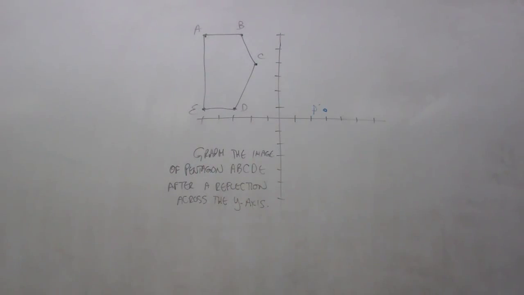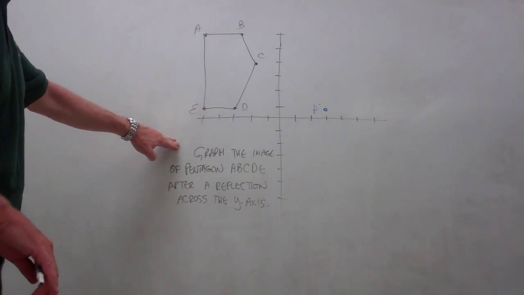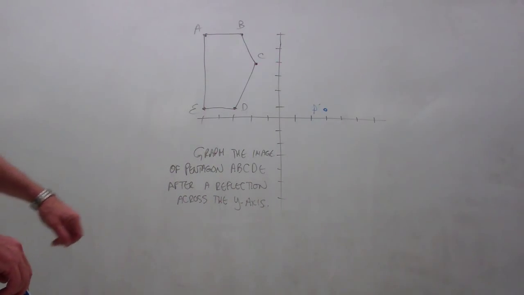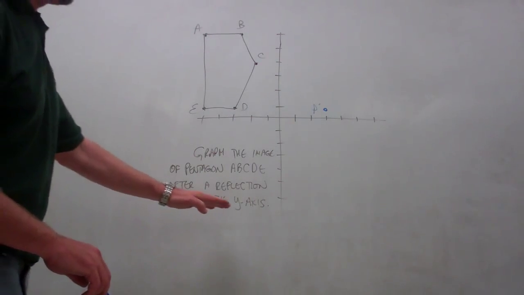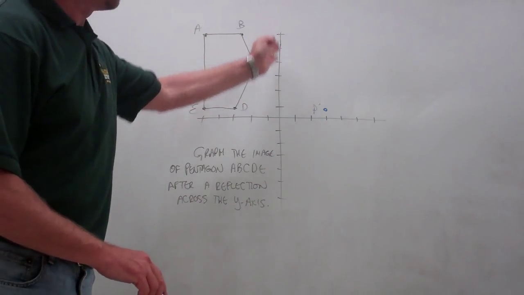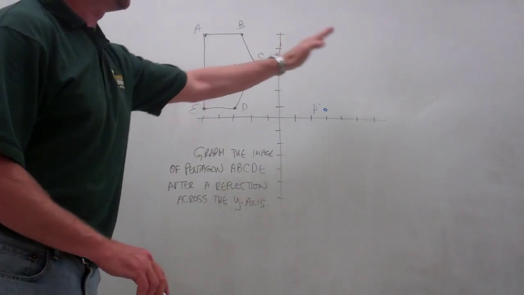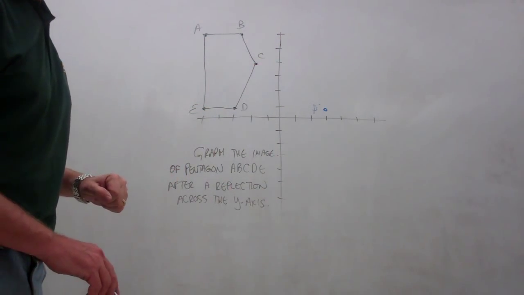All right, next type of transformation we're going to talk about is called a reflection. Now, a reflection is a transformation that flips a figure across a line. And the line is called the line of reflection. If you take a look at this problem, I ask you to graph the image of pentagon ABCDE after a reflection across the y-axis. Well, that tells you the y-axis is going to be your line of reflection. So we're going to reflect this image across the y-axis.